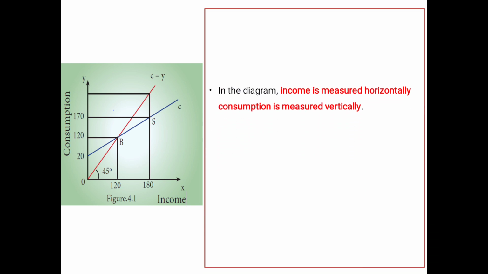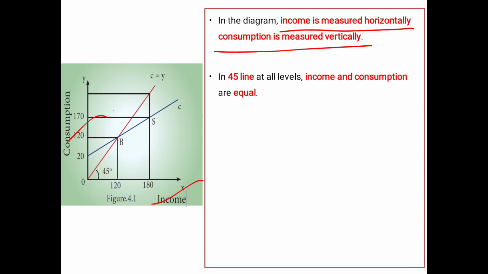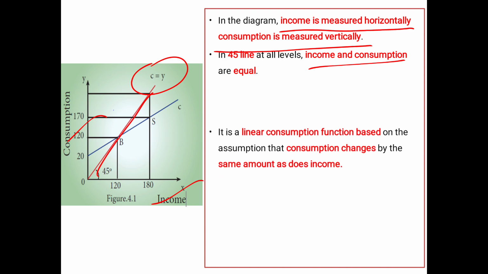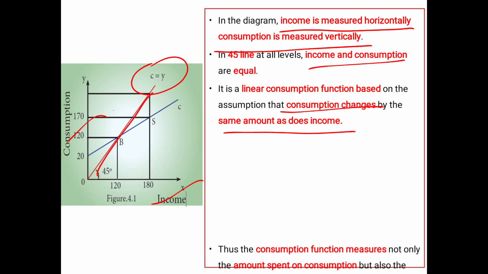So we are going to see in this diagram, income is measured horizontally, consumption is measured vertically. That is what is given here. Next one is, what does this 45 degrees line represent? Income and consumption are supposed to be equal. Next one is, it is a linear consumption function based on the assumption that consumption changes by the same amount as does income. So if there is an income change, automatically what can you find? That has a reflection on the consumption change.